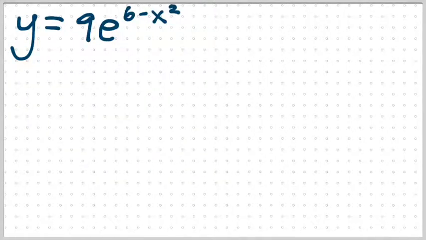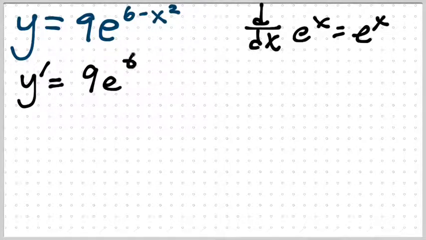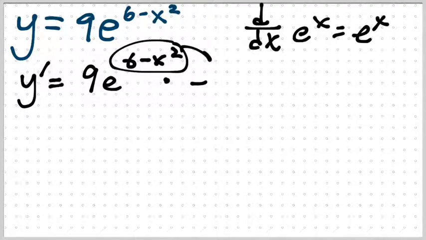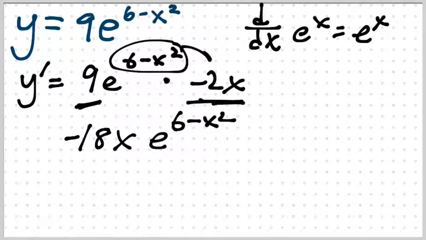Last one, I think. Yes. Okay, e to the something. So this is our opportunity to use this beautiful rule. Y prime is itself times the derivative of the exponent, which is negative 2x. These are on the same level, so negative 18x e to the 6 minus x squared.